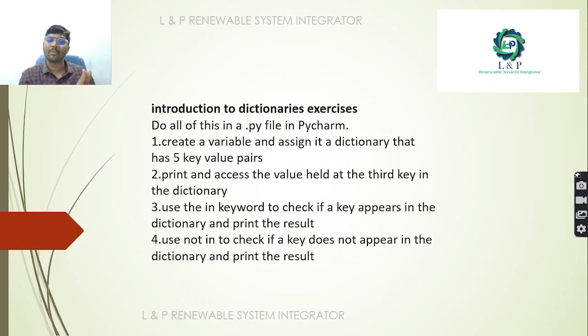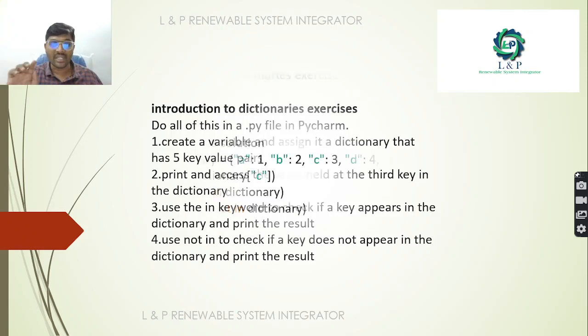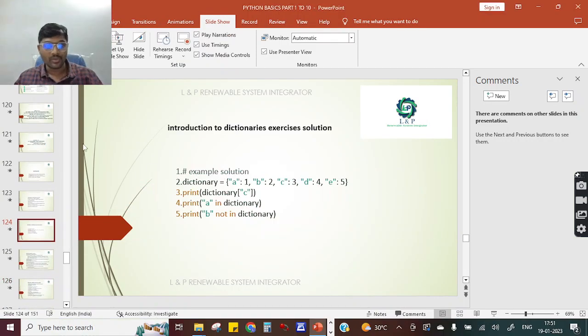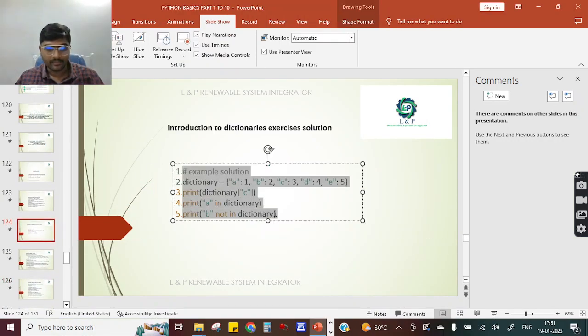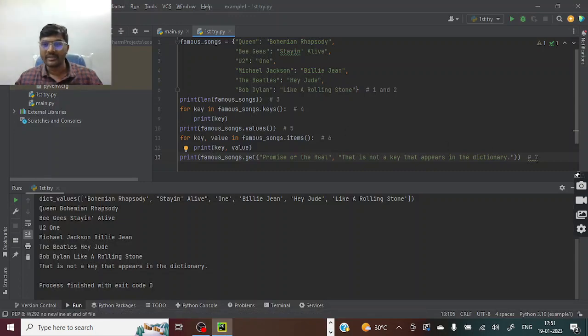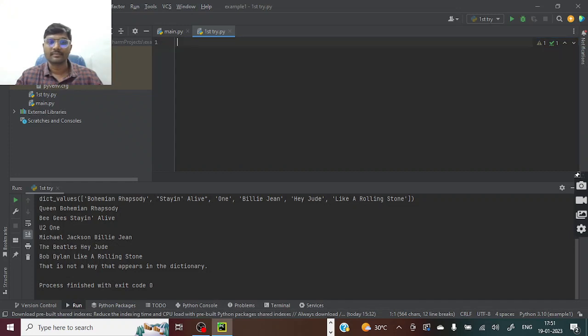Let us try to create a variable and assign it to a dictionary that has 5 key values, and let us try to print and access the value held at the third key in the dictionary. Let us use the key to check if the key appears in the dictionary and print the result. And let us use not in to check if the key does not appear in the dictionary and print the results. Okay, let us try to execute this example in PyCharm, which we had already installed here.